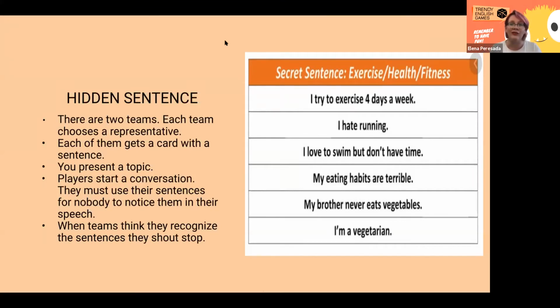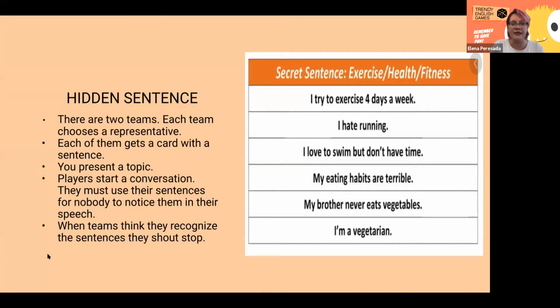With low levels, I don't think it will work at all. But you can use this game starting maybe with level B1 plus or B2. We played this game with English teachers, and we had a lot of fun. And when I was at school, I really enjoyed playing this game with my classmates.